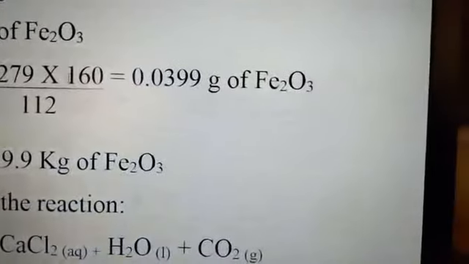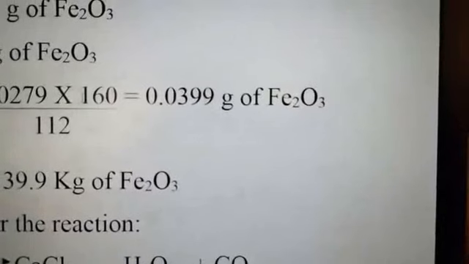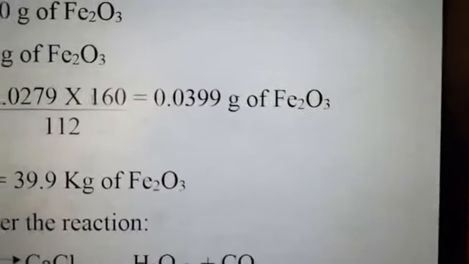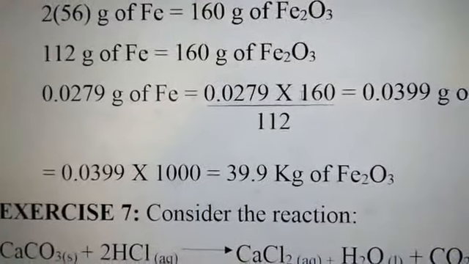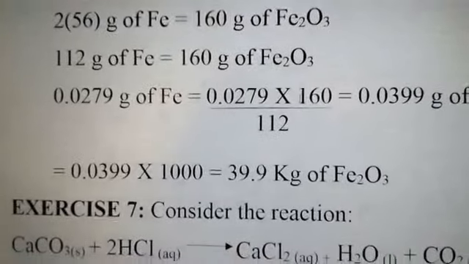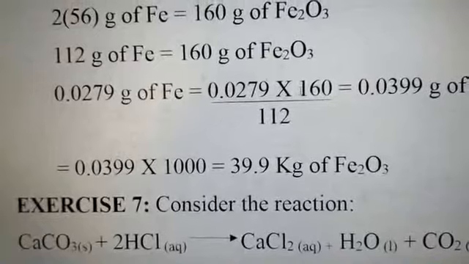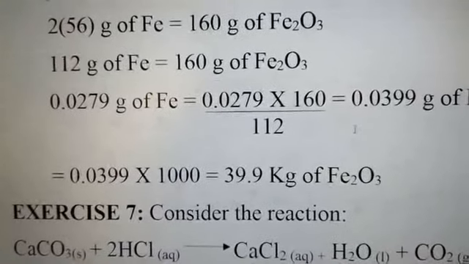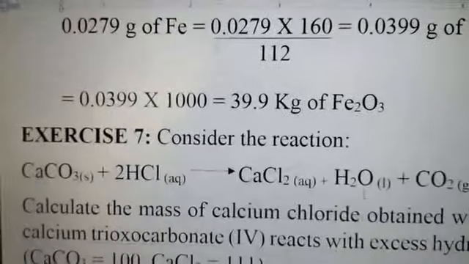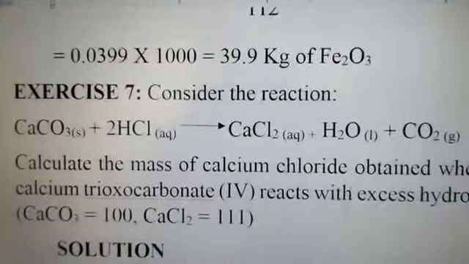So we have to convert the final answer, the mass of iron trioxide, in grams to kilogram by multiplying by 1000. Since 1000 grams make 1 kilogram. So now we have 0.0399 times 1000, giving us 39.9 kilogram of iron trioxide required.